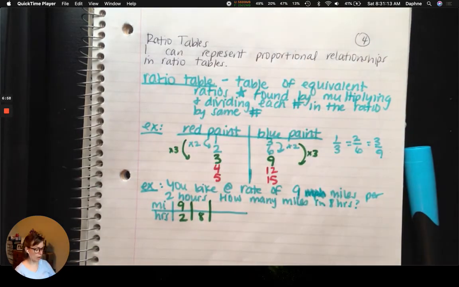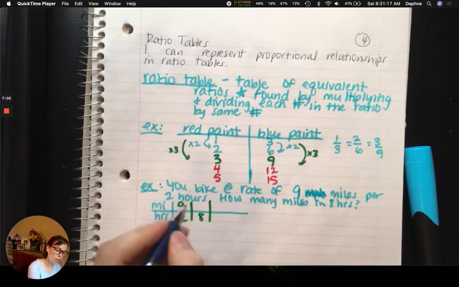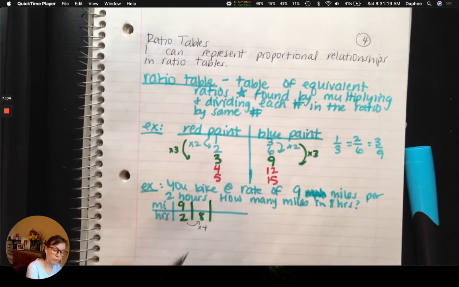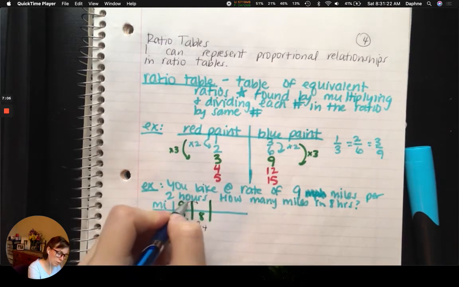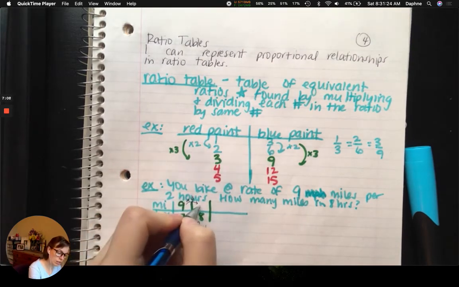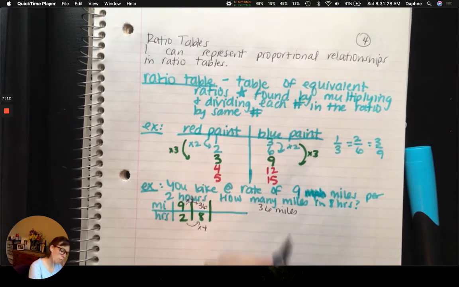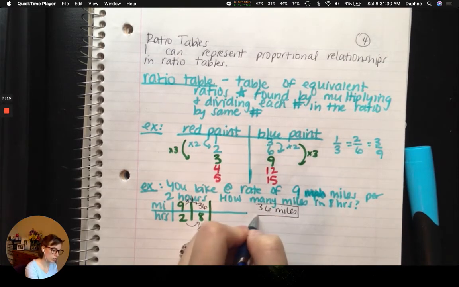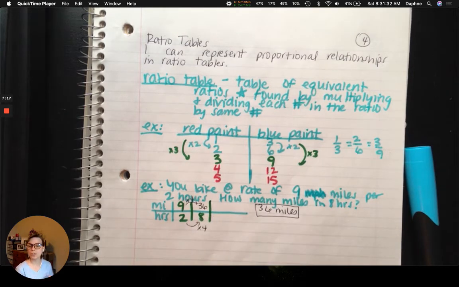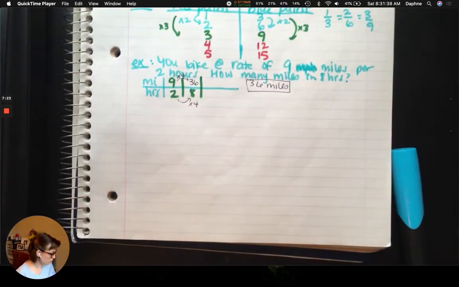So think about, how am I going from 2 to 8? What am I multiplying by? I'm going to multiply by 4. So 9 times 4 is 36. So your answer should be 36 miles. And then box your answer. Whenever you're doing work on paper, make sure you're boxing your answer so it's really clear this is my final answer.